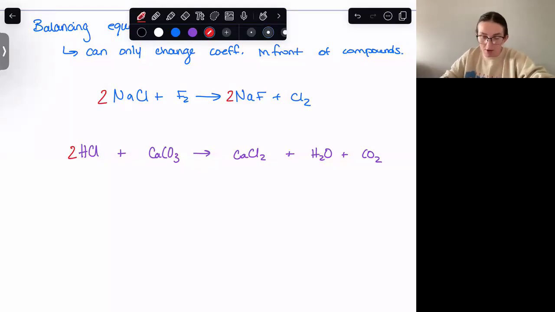I'm then going to go to my calcium. And I see I have 1 calcium and 1 calcium. So that checks out. My carbons, I have 1 carbon and 1 carbon. And then my oxygens, I have 3 oxygens and then 1, 2, 3 oxygens on my right-hand side. So in this case, this one's pretty simple, and we just needed that 2 in front of HCl in order to make this one balanced.